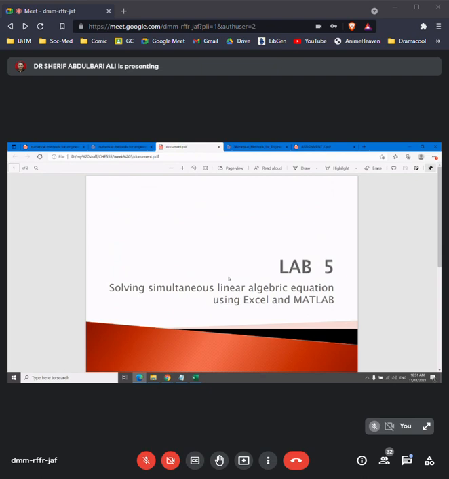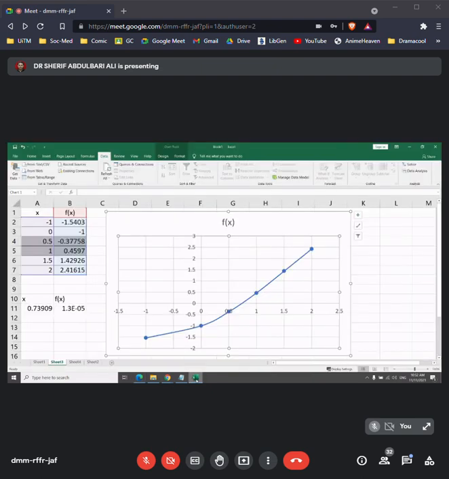This week we learned about Cramer's rule, Naive Gauss elimination, Gauss-Jordan, and Gauss-Seidel. These four methods help you to solve simultaneous linear algebraic equations to find the answer of x1, the answer of x2, and the answer of x3, to get the values of those.